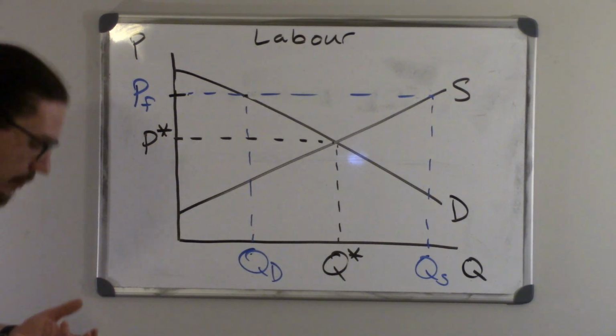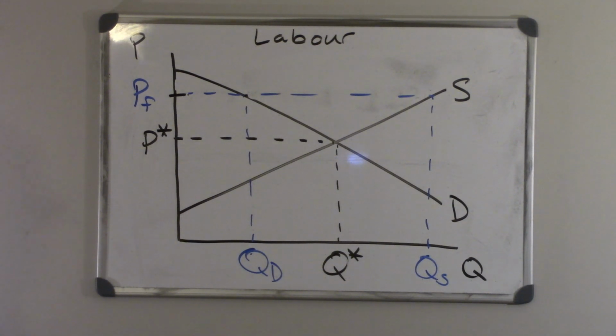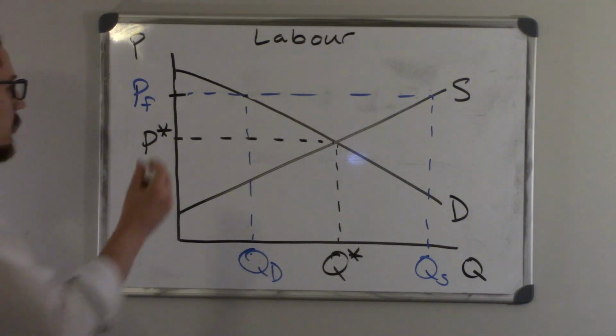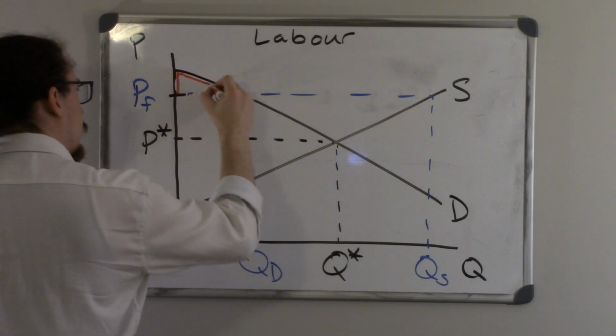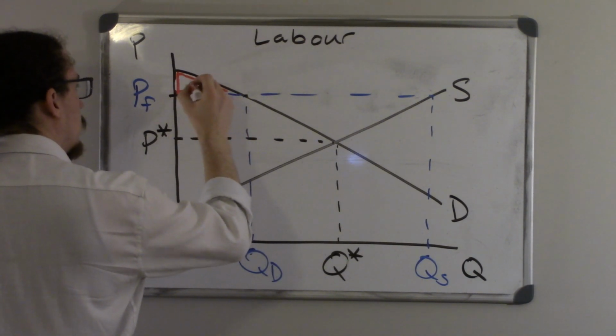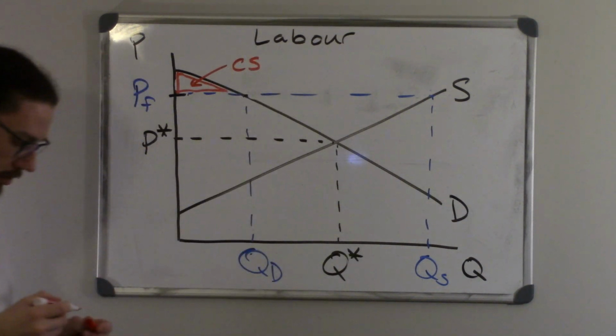And so you can think about, all right, well, our consumer surplus is the area above the price, which is now the price floor, and below the demand curve, right? And so this little triangle here in red, that is our consumer surplus.